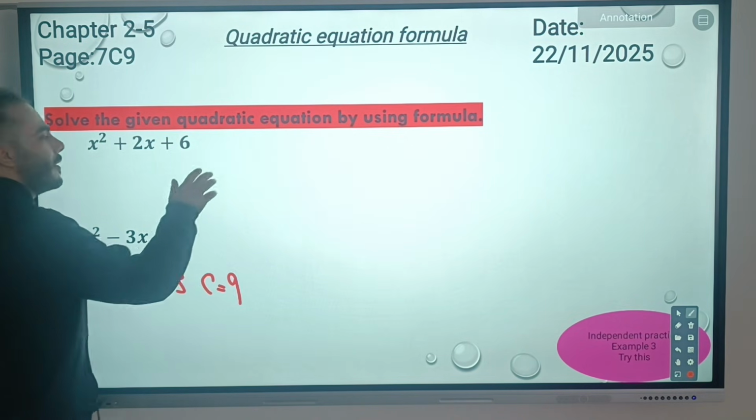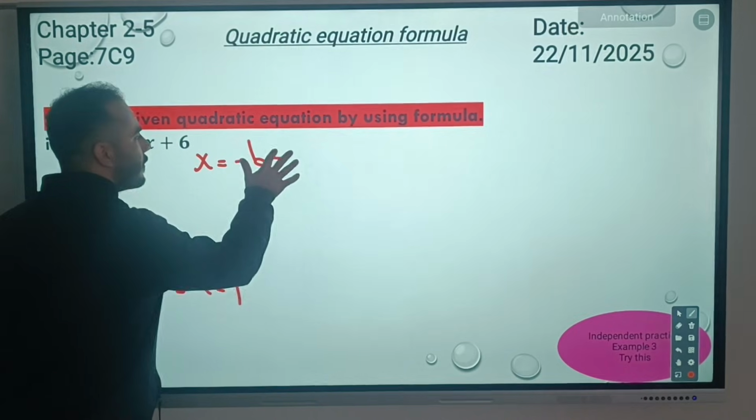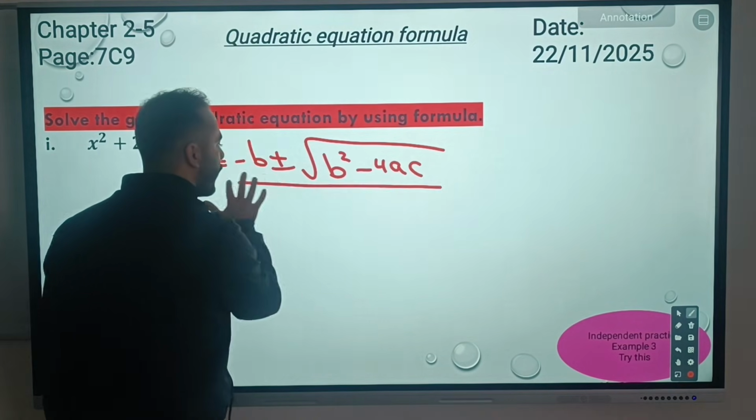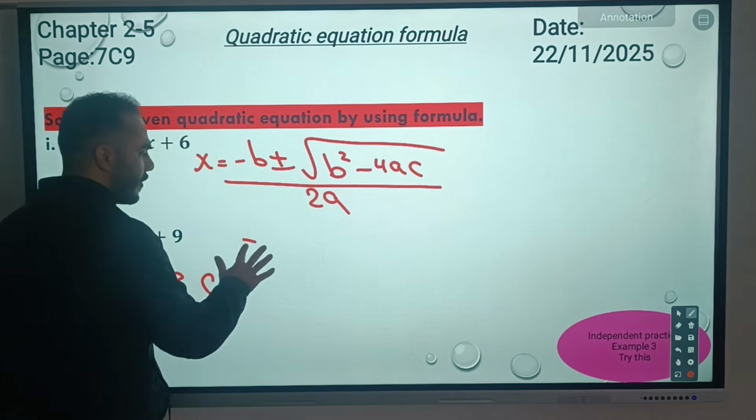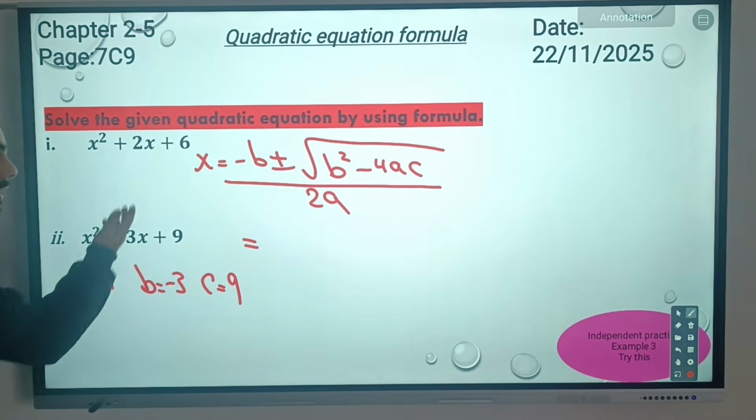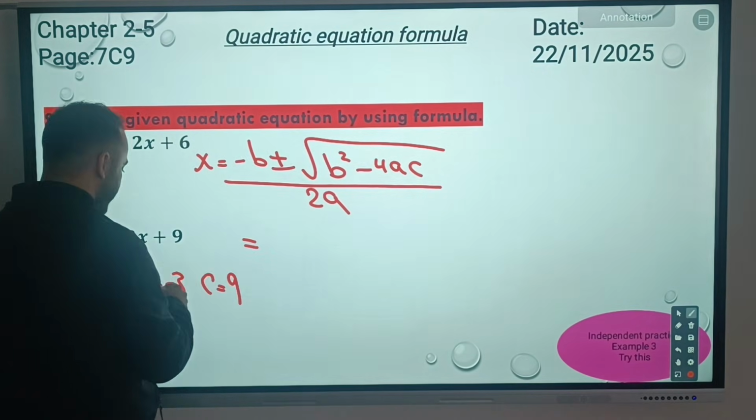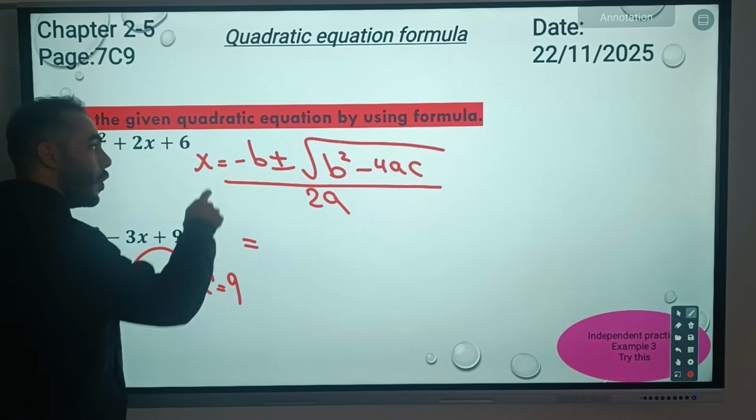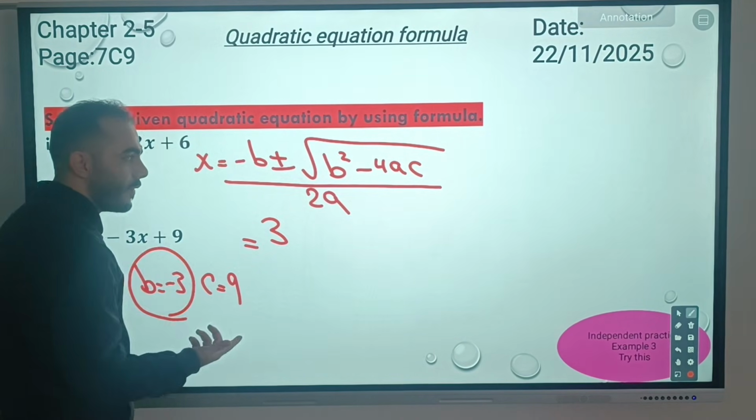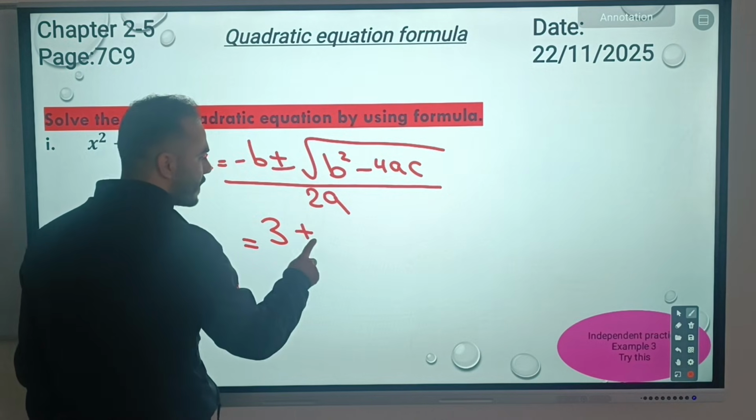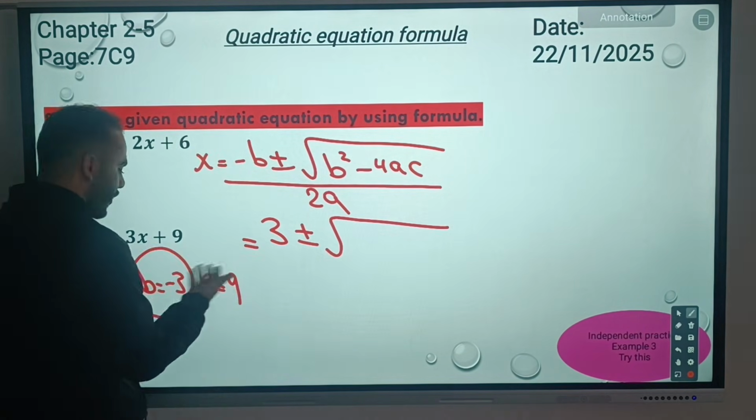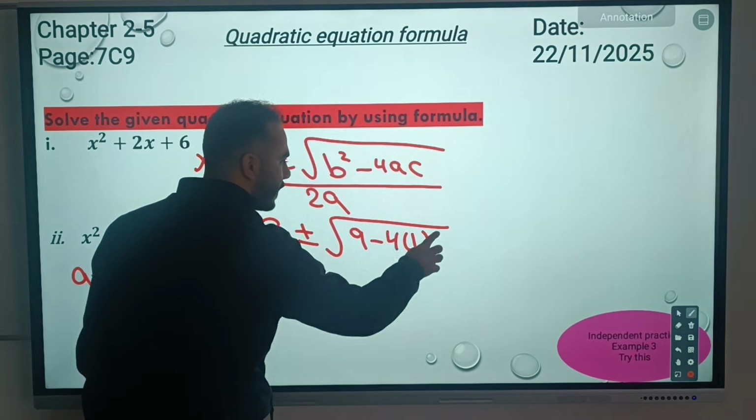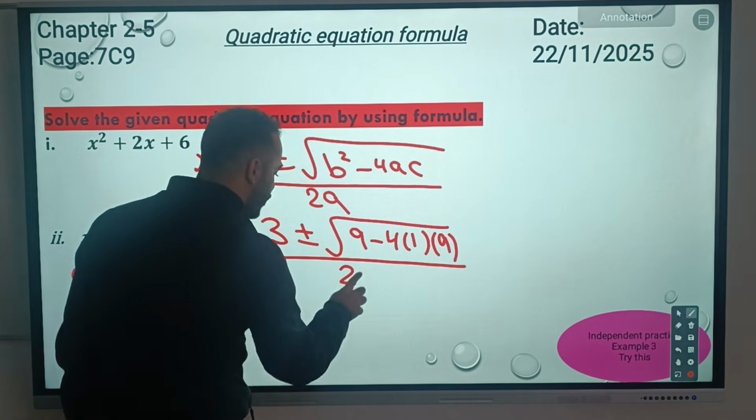So what was the formula? The formula was x equals negative b plus minus the square root of b squared minus 4ac, over 2a. Perfect. So right now just replace these values into the formula. Negative b, so negative 3. Look, the value of b itself is negative 3. With this negative, it becomes positive 3, because negative times negative is positive. Plus minus the square root of b squared, negative 3 squared, 9, minus 4 times 1 times 9, divided by 2 times 1, 2.